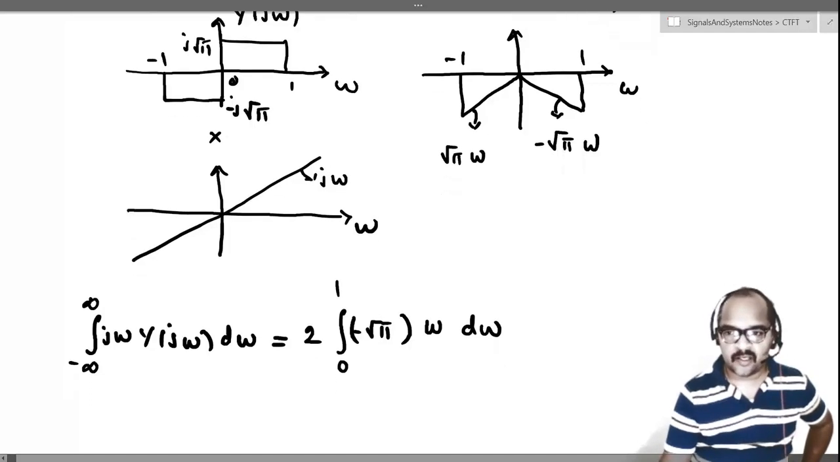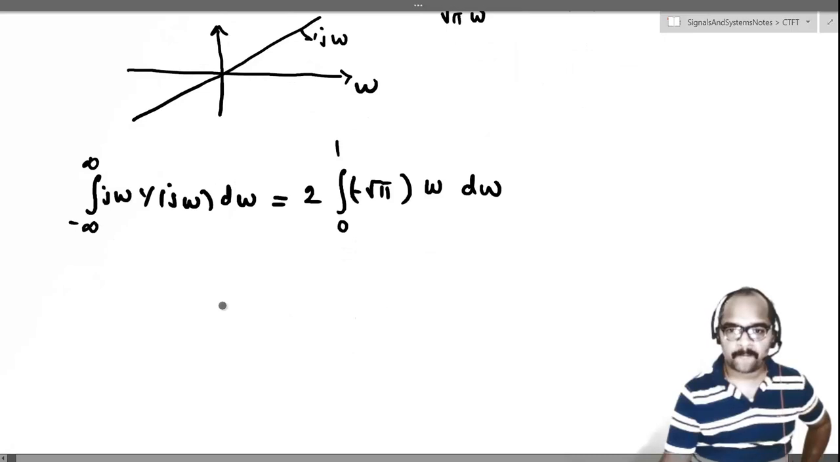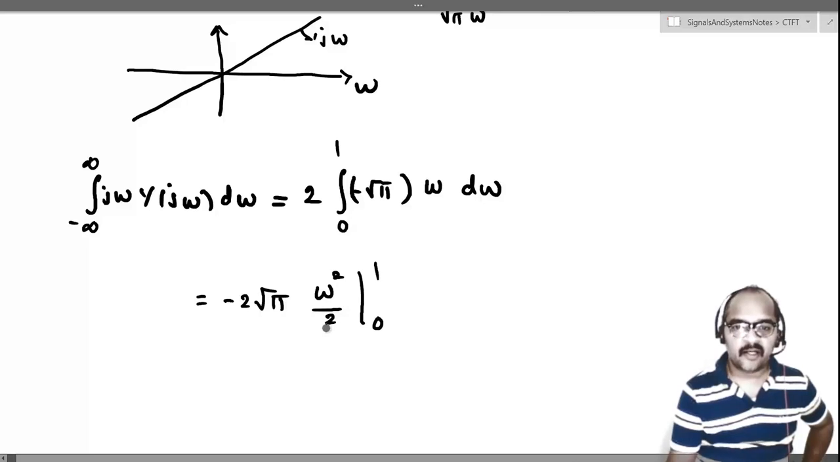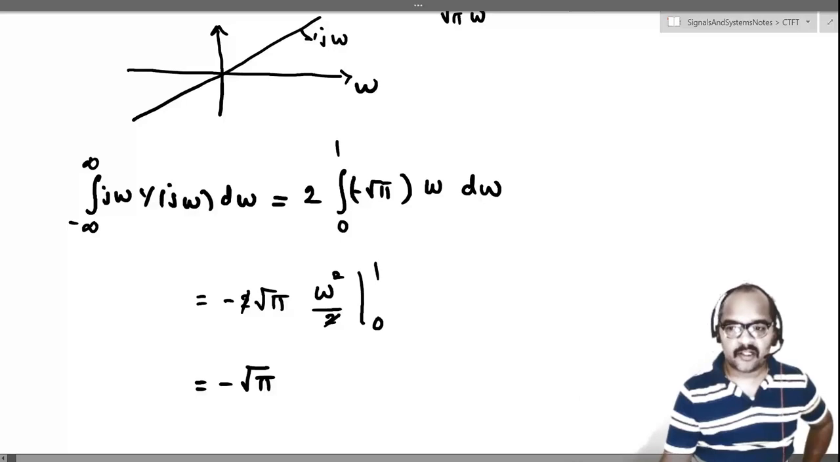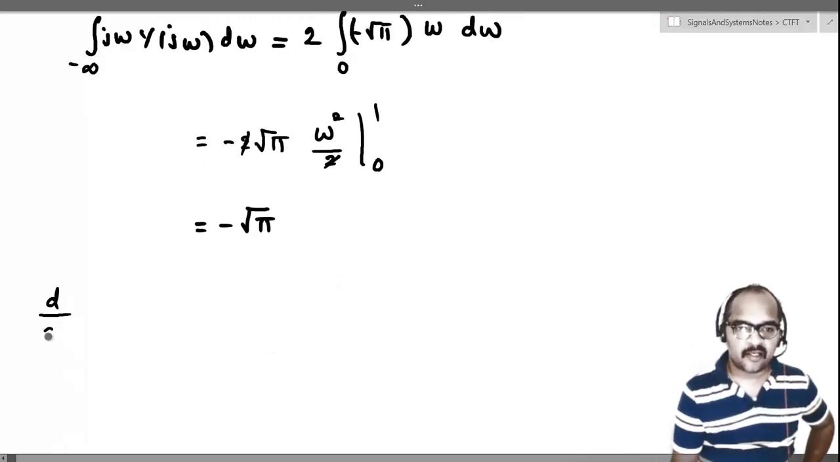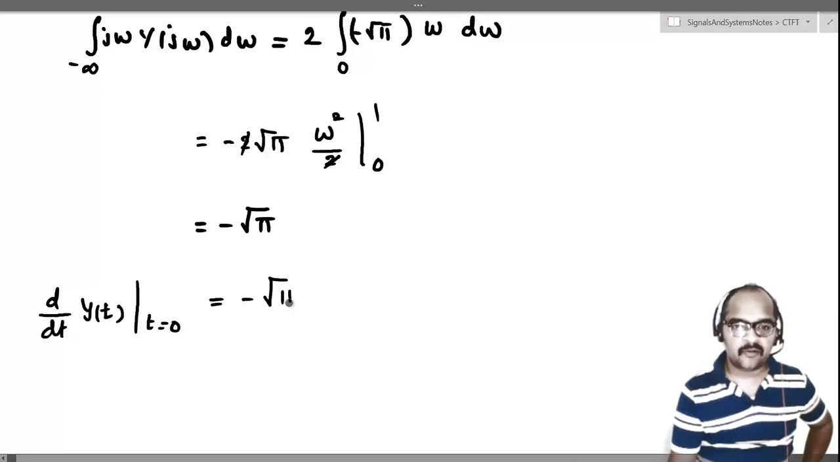So this would be equal to minus 2 root pi, right? So minus root pi, we can bring it out. Integral of omega is omega square by 2 and integral limits are 0 to 1. So this 2 will get cancelled out. If you substitute integral limits, finally you get minus root pi as the answer. So what did we get? We got d by dt of y of t, correct, at t equal to 0, to be equal to minus root pi.